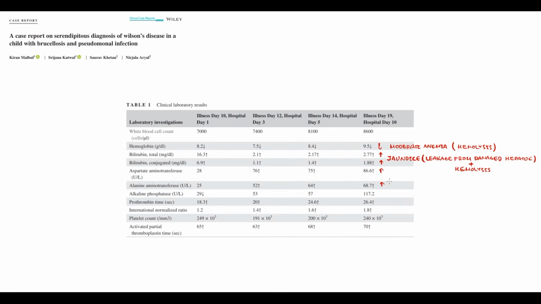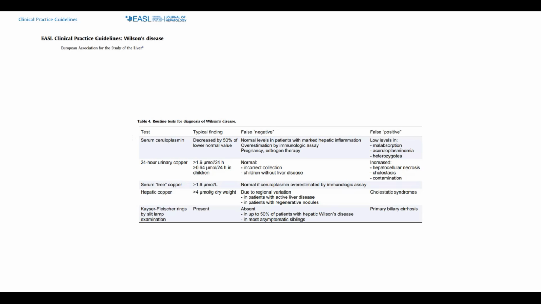ALT, AST, and alkaline phosphatase are elevated. Elevation of liver enzymes is caused by leakage of enzymes from damaged hepatocytes. Platelets are still normal, but PT, INR, and PTT are all prolonged. And the reason is that with liver injury, the production of coagulation factors decreases. So, how to diagnose Wilson disease?